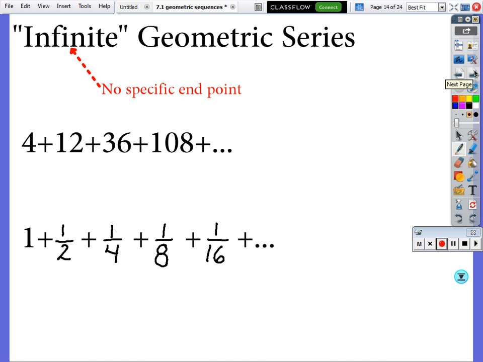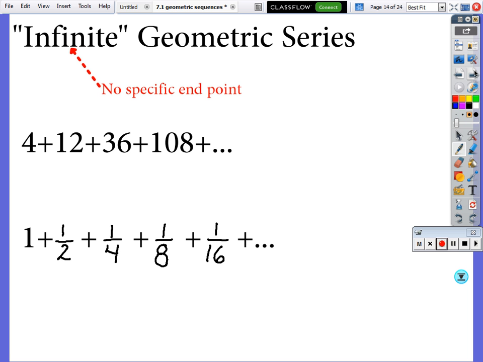Now listen up, this is different. We've been dealing with finite series, meaning finite means you can see the end. So obviously we can sum it up. If we know where the series starts and where it ends, we can always add up that amount of numbers, right? Well, now we're going to talk about infinite geometric series. Remember, infinite means it continues forever. We do not know the end.